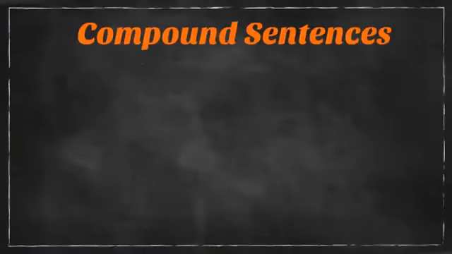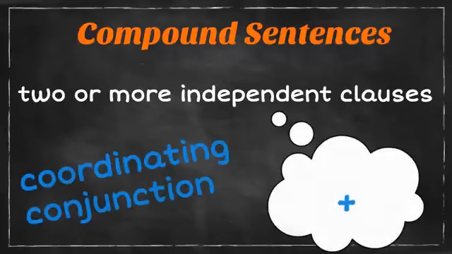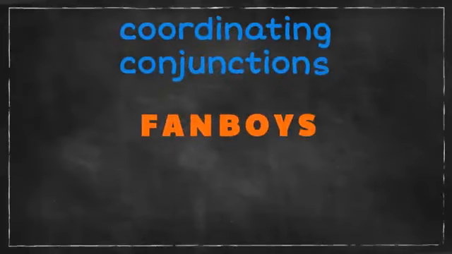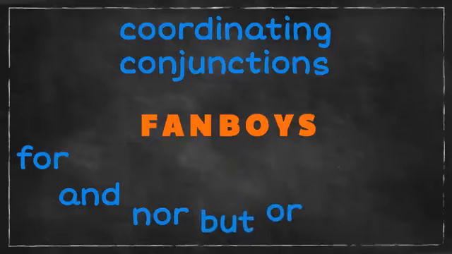Compound sentences. Compound sentences are a combination of two or more independent clauses joined together by a coordinating conjunction. Remembering the acronym FANBOYS is an easy way to remember the coordinating conjunctions that we can use to join independent clauses.